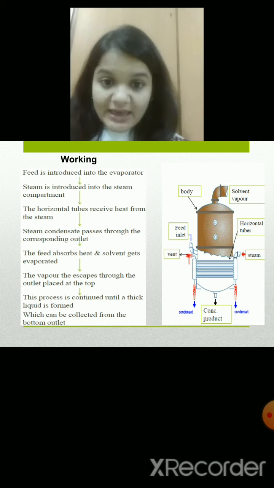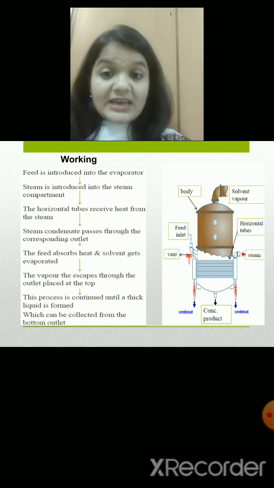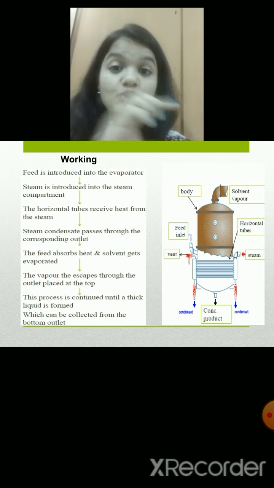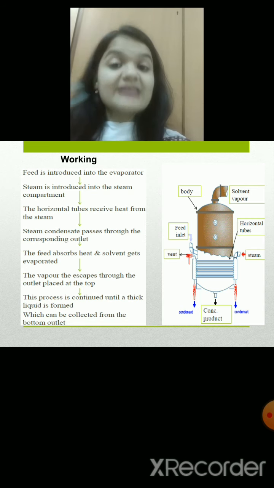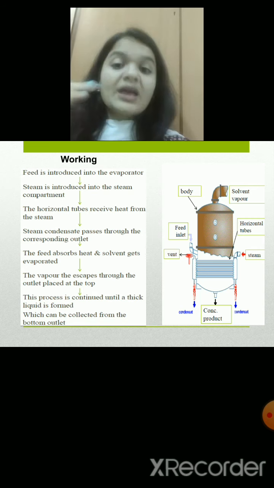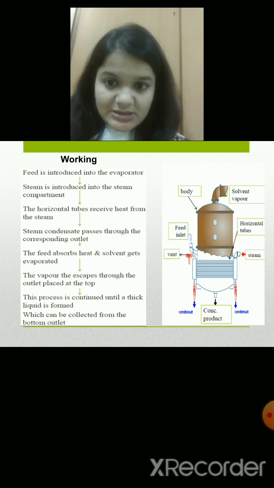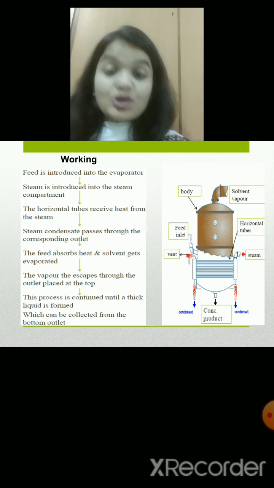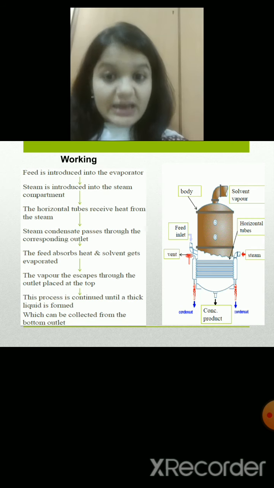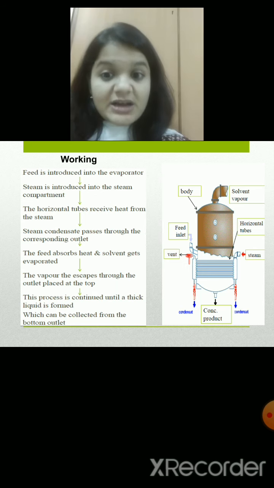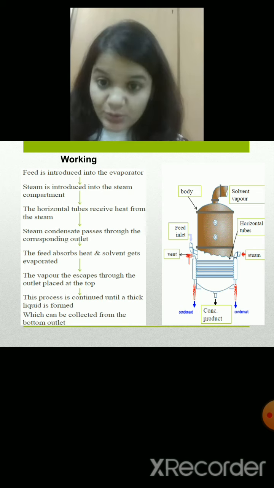Now, working. The feed is introduced into the evaporator in such a way that these horizontal tubes get immersed. Now, steam is introduced into the steam compartment from the steam inlet. The horizontal tube receives the heat from the steam by conduction and convection. Steam condensate passes through the corresponding outlet.